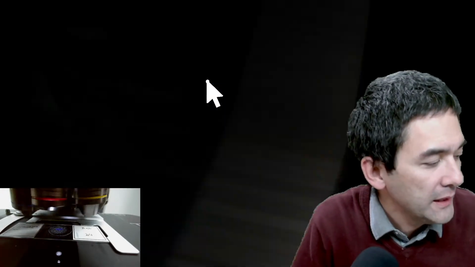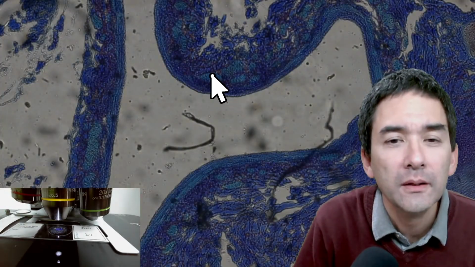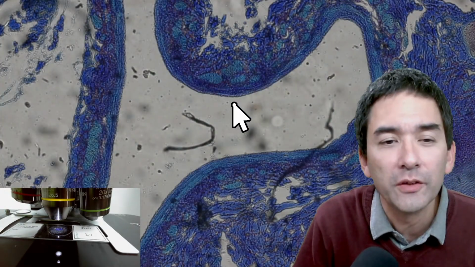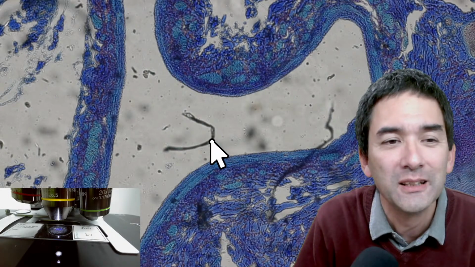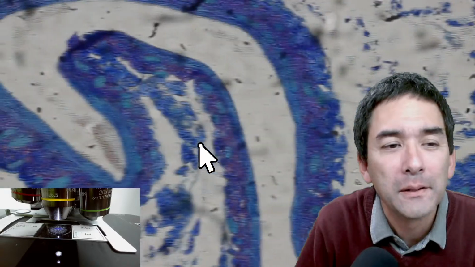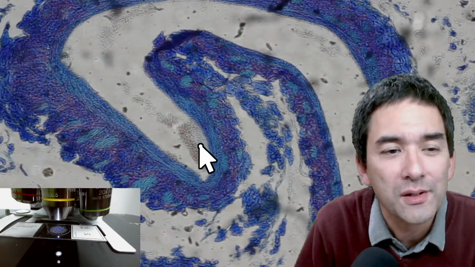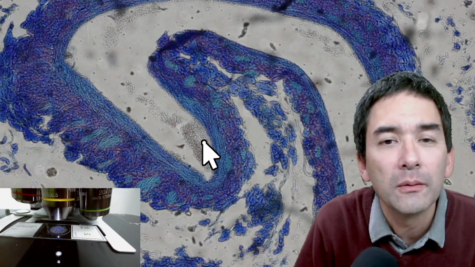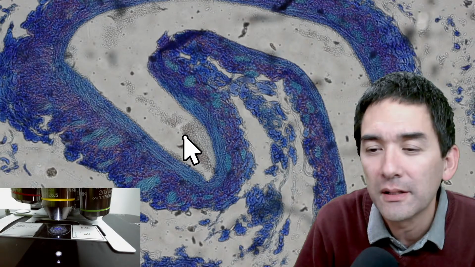We can zoom in again. See, even though this is actually one of the better slides, you see that there is also a little bit of dirt here on the slide. But actually, I've seen worse ones. And in here, these might be some red blood cells.